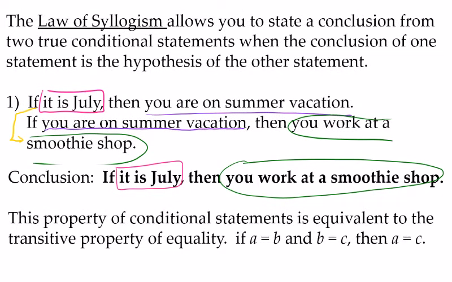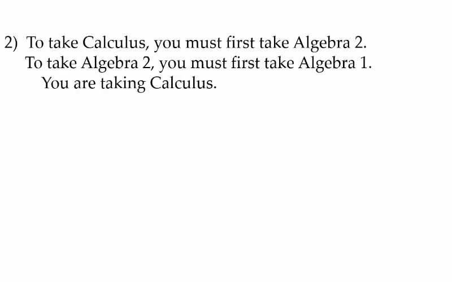All right. And so we can liken this to the transitive property of equality that says if A equals B and B equals C, then A must equal C, right? All right, let's try another. To take calculus, you must first take algebra 2. To take algebra 2, you must first take algebra 1. Okay, so you are taking calculus.